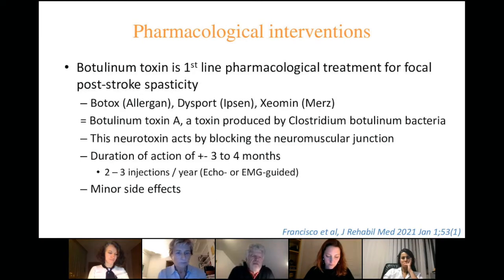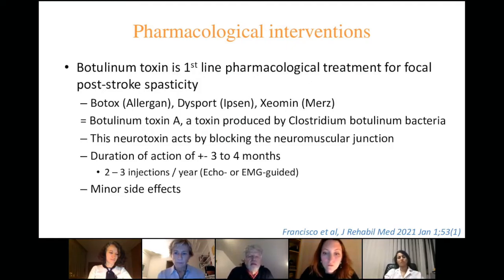But for pharmacological interventions, very clearly, botulinum toxin has become first-line treatment for focal post-stroke spasticity. And in France, we are lucky to have 3 different brands. It's all the same. It's a botulinum toxin A. It's a neurotoxin that acts by blocking the neuromuscular junction, and it's a kind of chemodenervation. And the duration of action is approximately between 3 to 4 months, so that injection needs to be repeated 2 or 3 times a year to maintain the same effect.